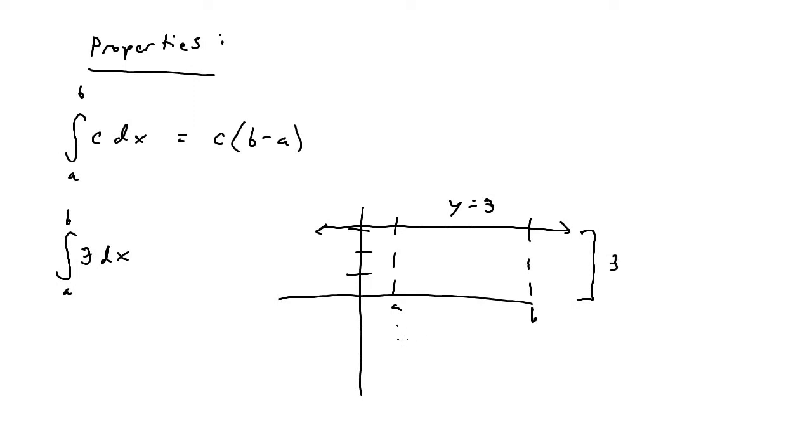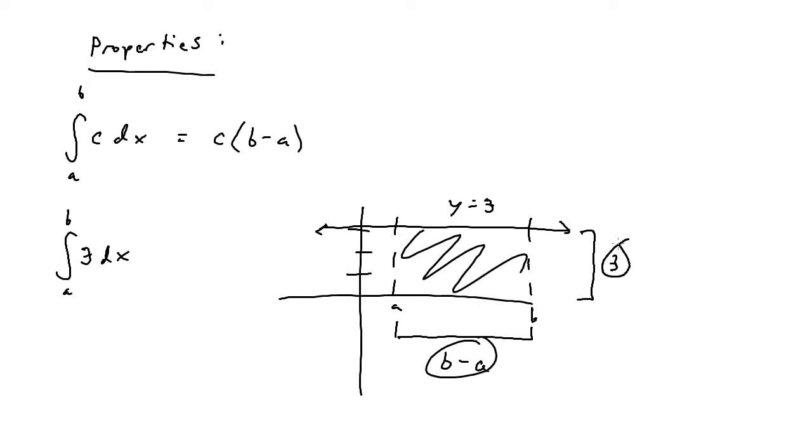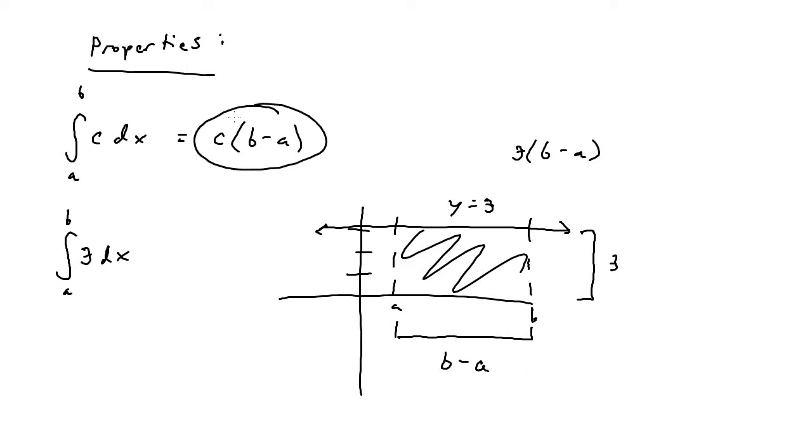And now in order to find the base, we just need to find the distance between our two bounds, a and b. And in order to find that, all we have to do is take the difference between the two. So b minus a, or in other words, the upper bound minus the lower bound. So in order to find the area of the rectangle, once again, base times height. So 3 times b minus a, or in other words, that matches our formula of the constant times b minus a. So that's how you evaluate the integral of a constant.